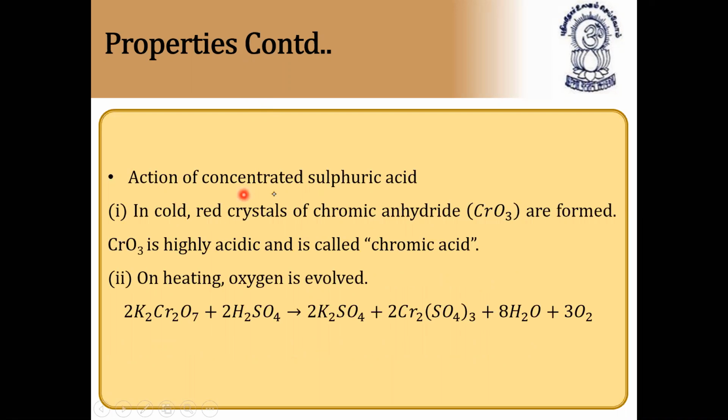On the action of concentrated sulfuric acid in cold, red crystals of chromic anhydride CrO3 are formed, and CrO3 is highly acidic and is called chromic acid. On heating, oxygen is evolved. So potassium dichromate in acidic medium forms oxygen gas.